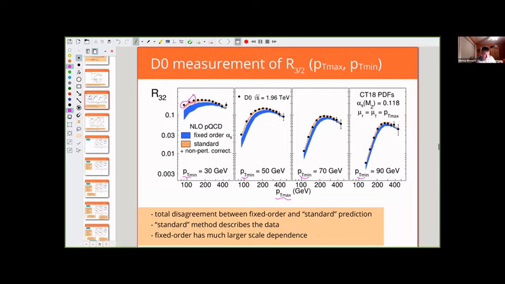That would explain this. Now the fixed order calculation is significantly below the standard result over here. And if we go to higher PT min, it's getting closer and closer. But in all cases, the two error bands have no overlap. This time, first we see the total disagreement. The standard method describes the data, and now in this case, the fixed order result has a much larger scale dependence as compared to the standard result.